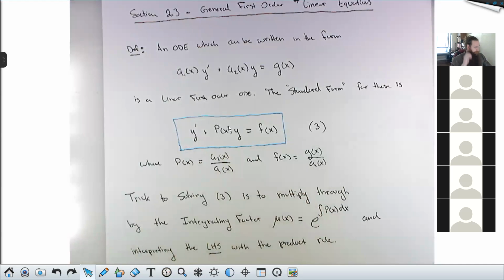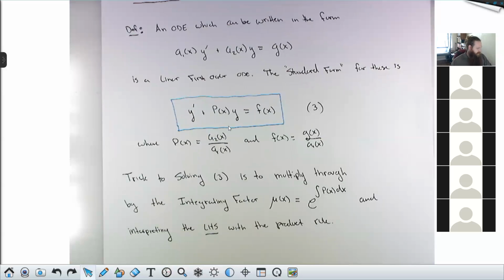Because of the way the chain rule works with exponentials and the way the product rule is, after you multiply through by this, you'll be able to think of the left-hand side as something times something else, all primed. And then you'll be able to separate variables. So I don't want to spoil it for you.